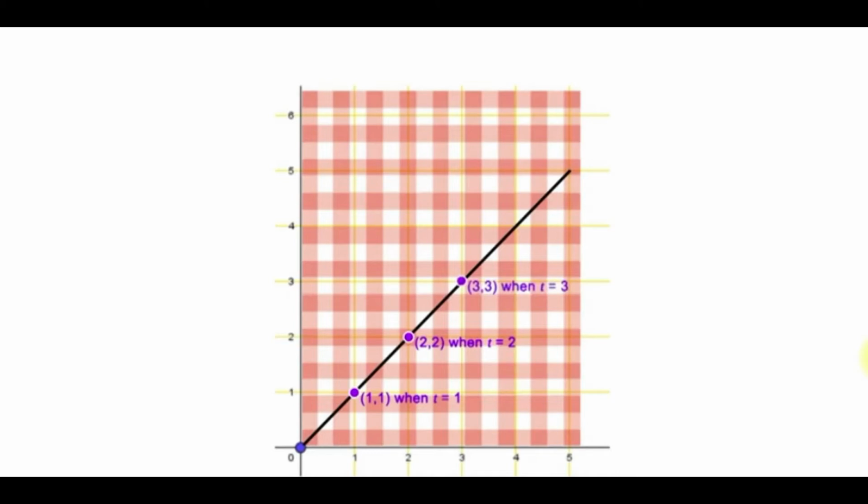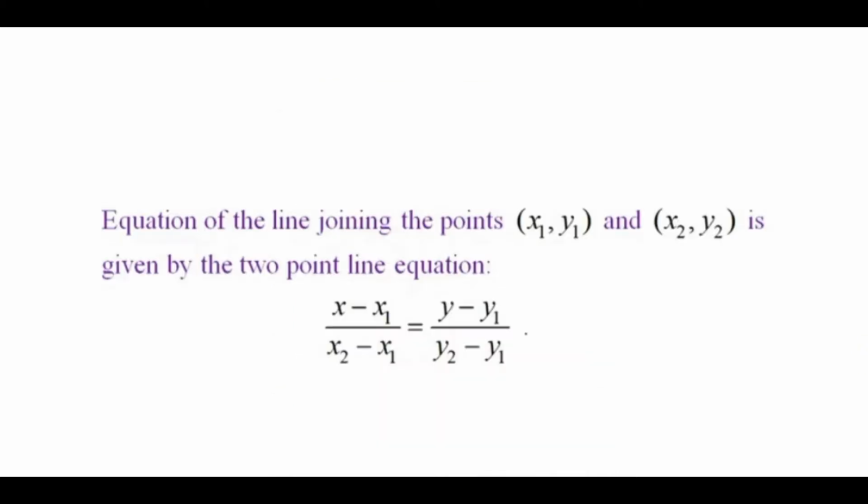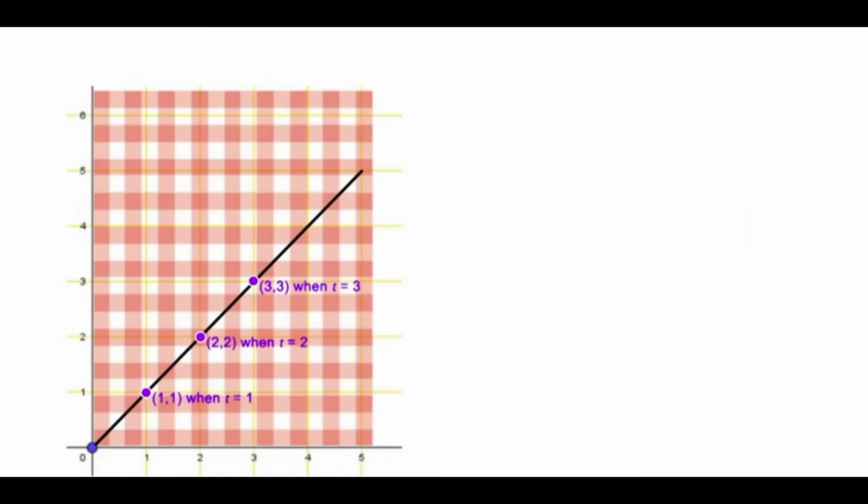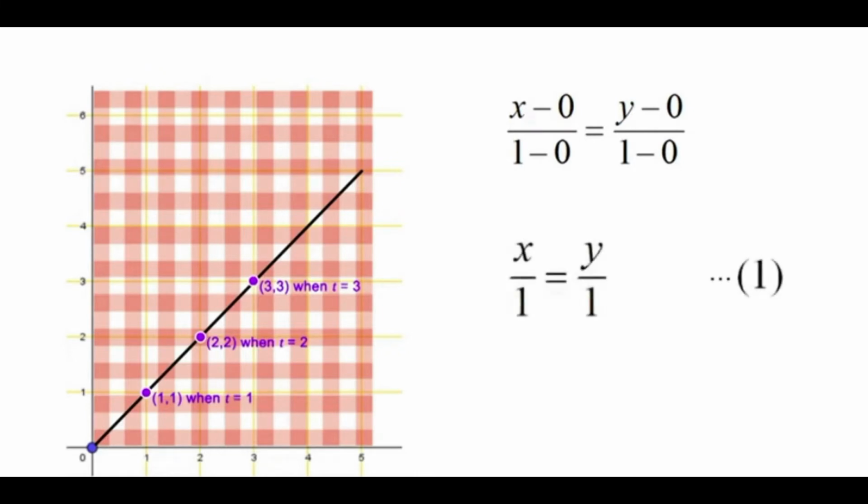For this, we recall that equation of the line joining the points ordered by x1, y1 and ordered by x2, y2 is given by the two-point line equation (x minus x1) by (x2 minus x1), which is equal to (y minus y1) by (y2 minus y1). Hence, here equation of the line joining the points ordered by 0, 0 and ordered by 1, 1 is (x minus 0) by (1 minus 0), which is equal to (y minus 0) by (1 minus 0), that is x by 1 is equal to y by 1. We call it equation number 1.